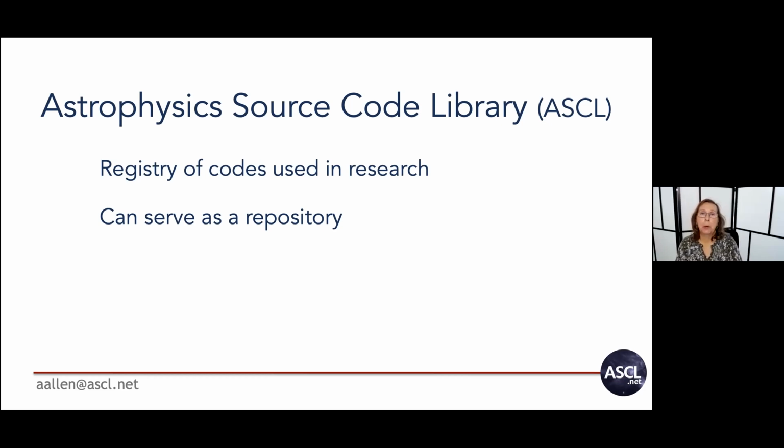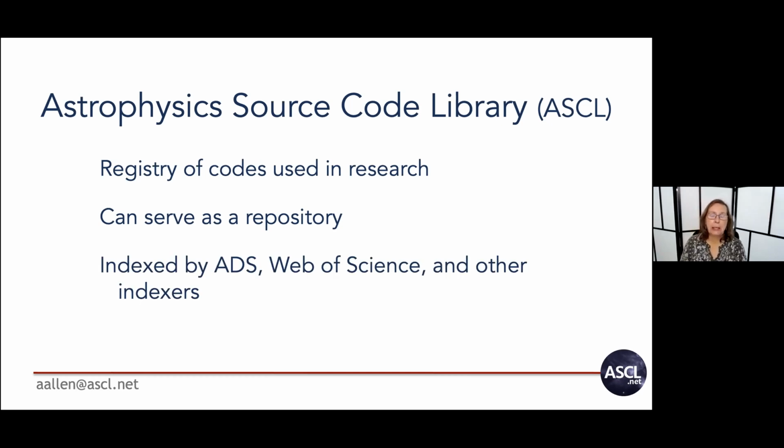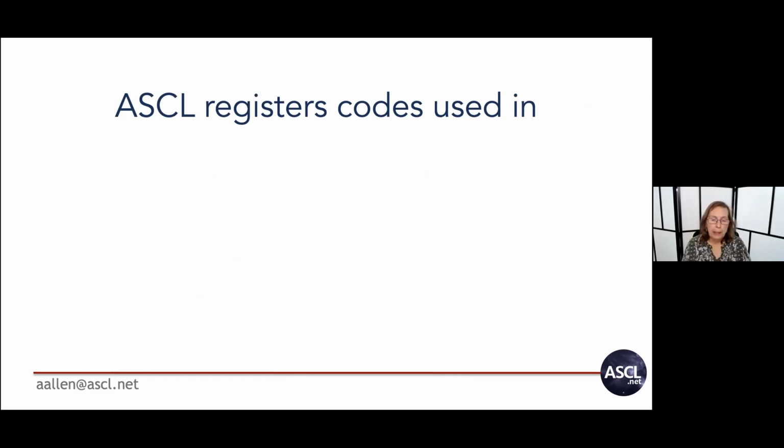And now what we do is mostly point to where the software that we register is available for download, but we still do accept deposits to the ASCL and serve those codes to the public ourselves. ASCL is also indexed by ADS, Web of Science, and other indexers. The driving reason for the Astrophysics Source Code Library, or ASCL, is transparency. We want to make the research recognized and make the codes that are used in research more easily found so they can be examined. We have two main criteria for what we register.